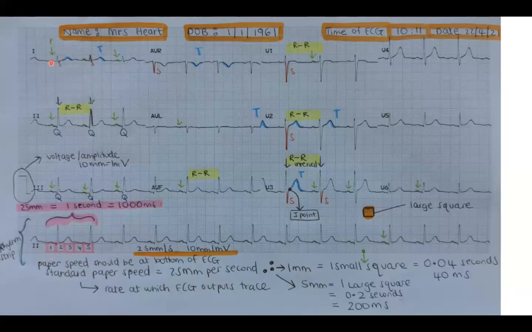Okay, so we've seen P waves, Q. Now this upward deflection is your R wave. Okay, so you can see R waves here, R waves. And then here you can see it would be a downward deflection here. And then the S wave is then, I'll show you an S wave here, here, here.